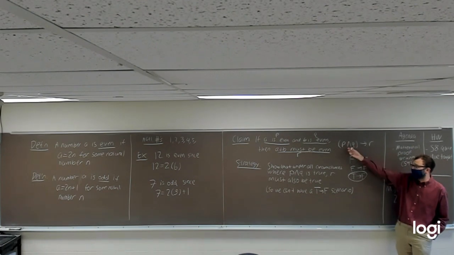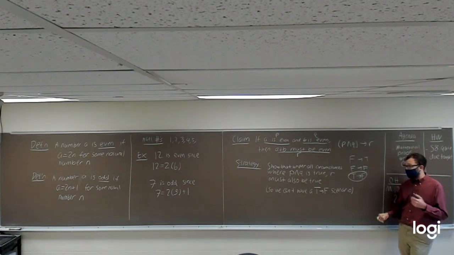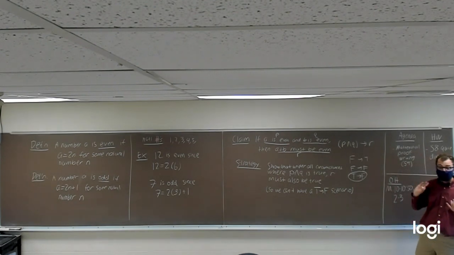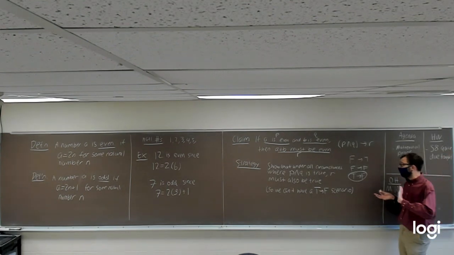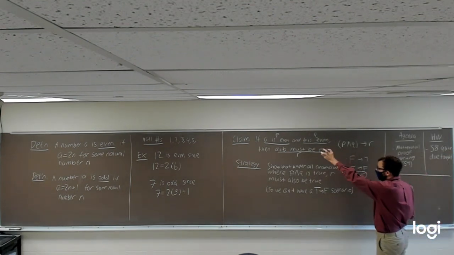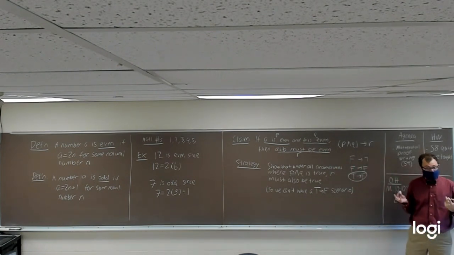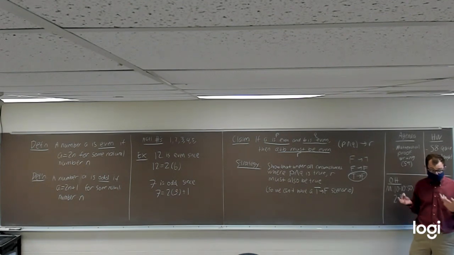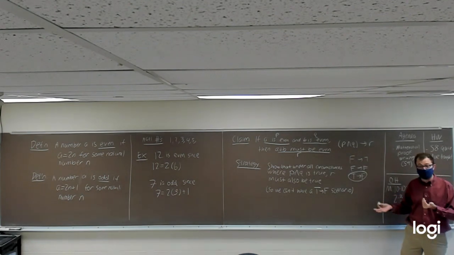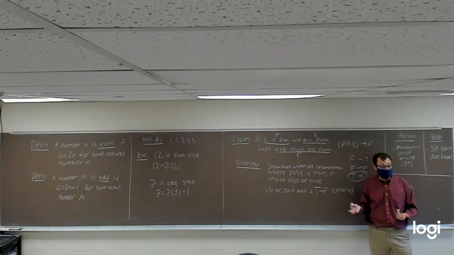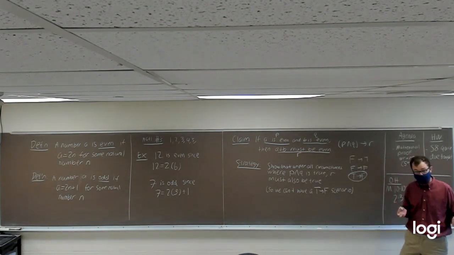If P and Q evaluates to false, then it doesn't matter. If A is not even or B is not even, then our claim is automatically going to hold. So it doesn't matter what happens if P and/or Q are false. We only need to show that in the situation where P and Q is true, in other words, where P is true and Q is true, it has to be the case that R is true.